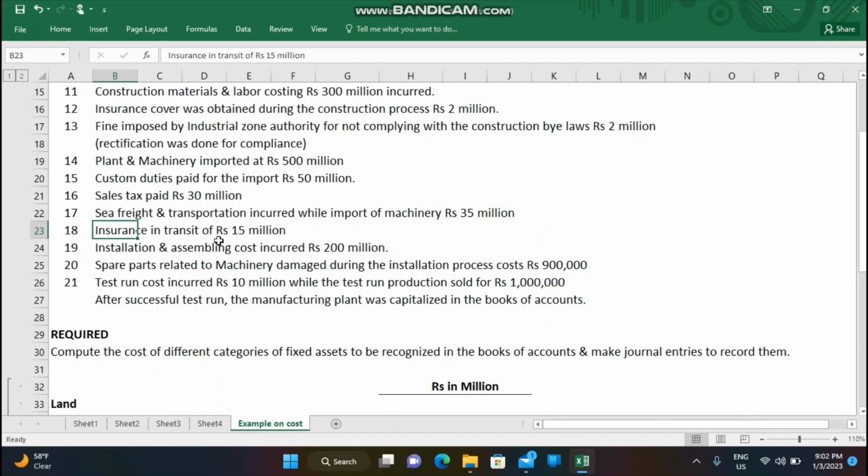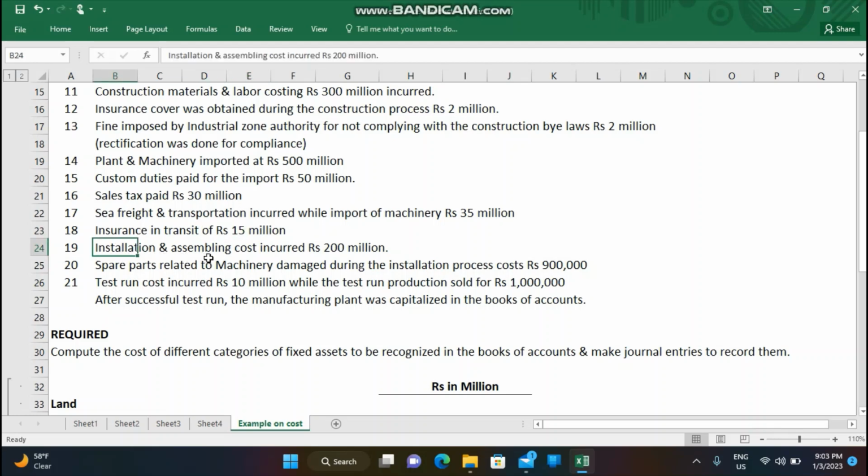Next is insurance in transit, rupees 15 million. While importing, they took an insurance cover against any damage or calamity during the transit. So this rupees 15 million is paid to the insurance company as a premium for insurance in transit, and this is also considered a directly attributable cost and it will be included in the cost of the plant and machinery.